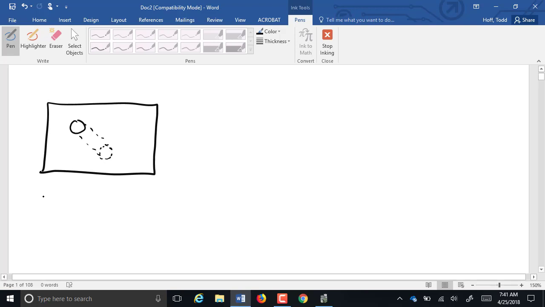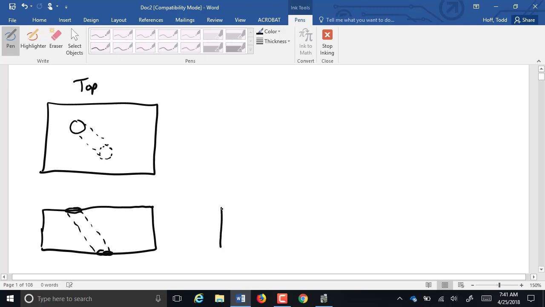So we're looking at this one here. This is a top view. This is going to be our front view. And this will be our right end view over here.